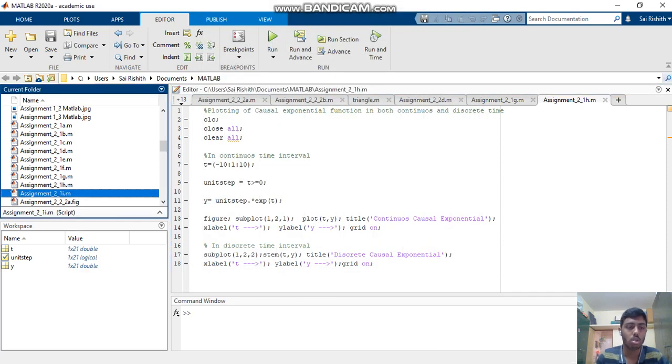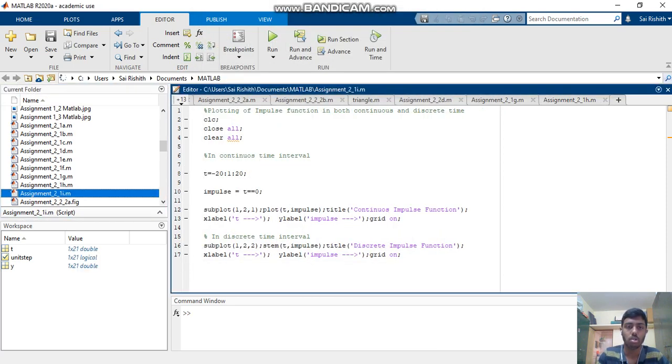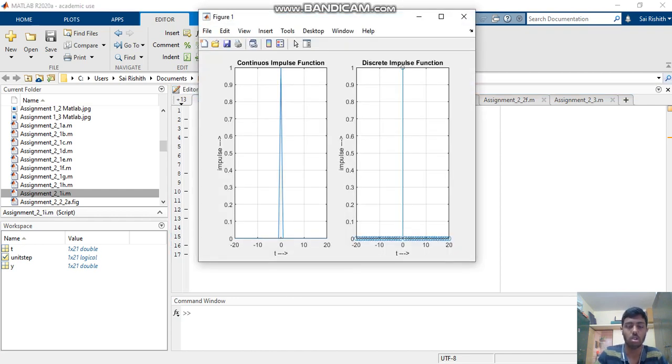Coming to the next one, that is the impulse function. At 0 it has the value 1, and the remaining will be 0. Running this program, and I am using impulse equal to t equal to 0. See here, this is the impulse function.